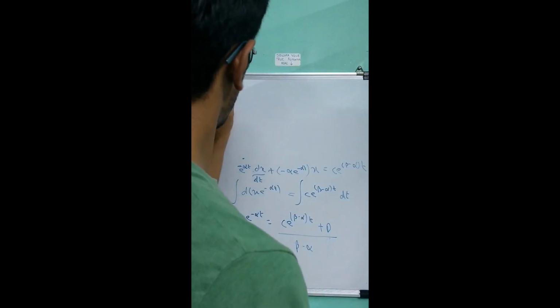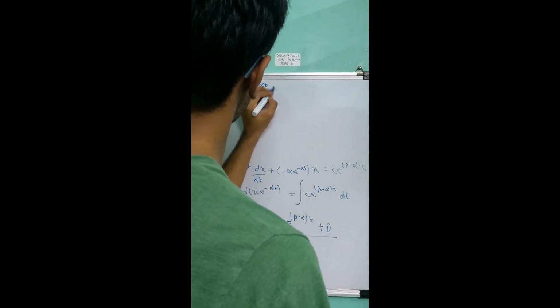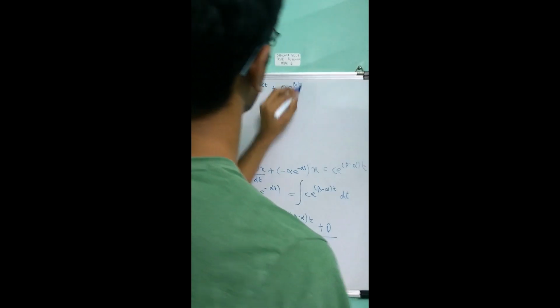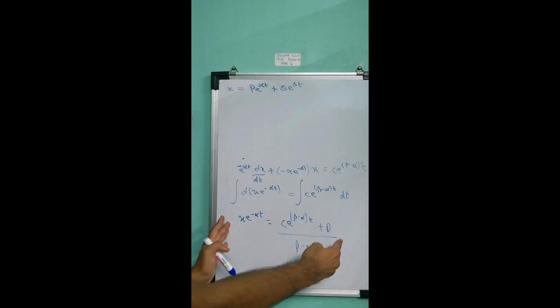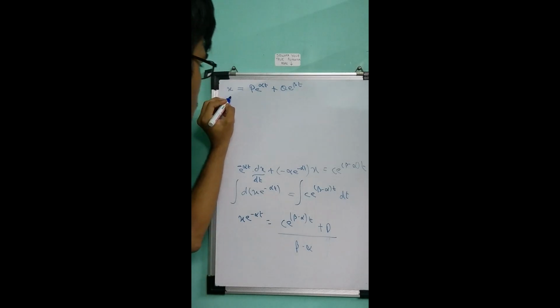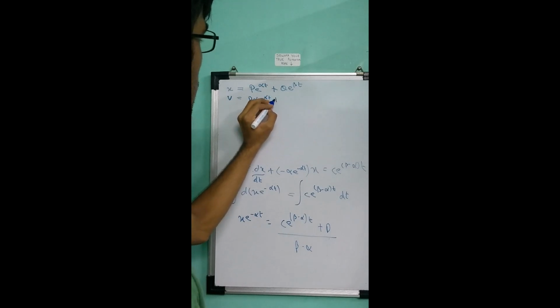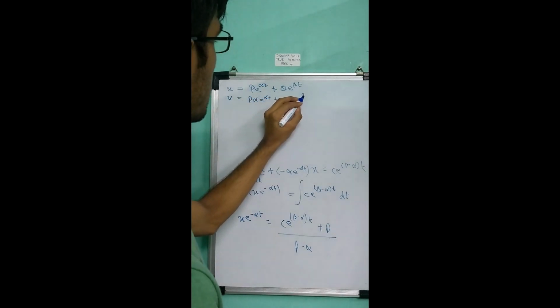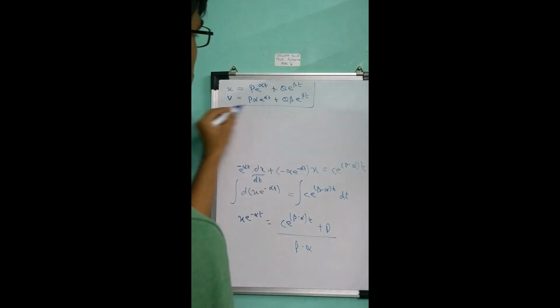I'll get x is equal to p e to the power alpha t plus q e to the power beta t, where p and q are some random constants. This is if I multiply e to the power alpha t on both sides here and name the constants appropriately as p and q. From this I'll get dx by dt, or velocity of the block, as p alpha e to the power alpha t plus q beta e to the power beta t. Alright, so this is what I get.